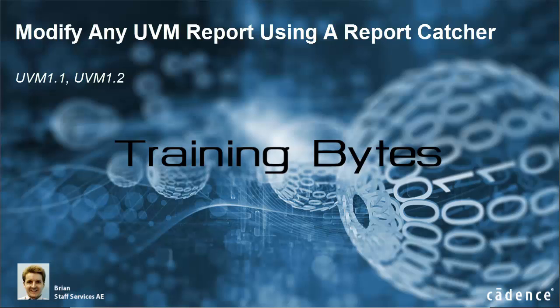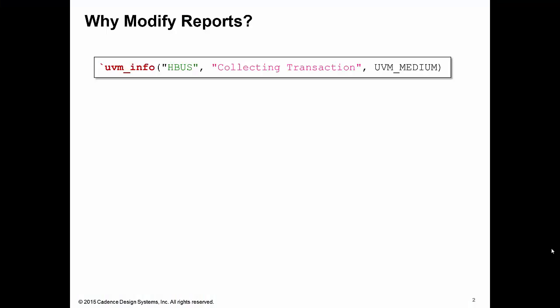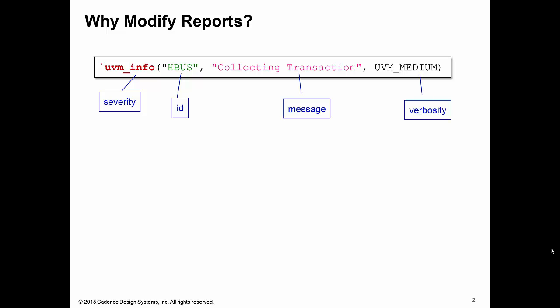Hi, I'm Brian Dickinson, and I want to show you how to modify any UVM report using a report catcher. So here's an example of a UVM report. It has a severity, it has an ID, it has a message, and it has a verbosity setting.